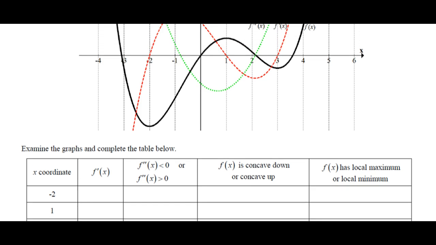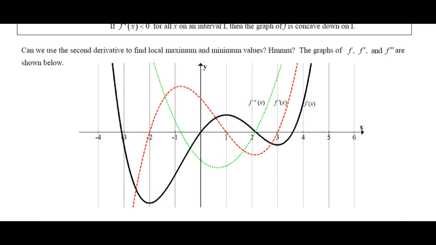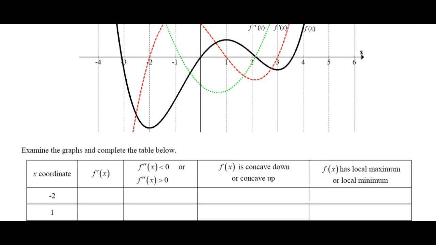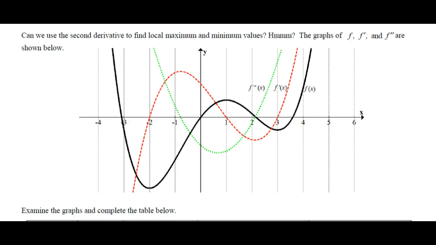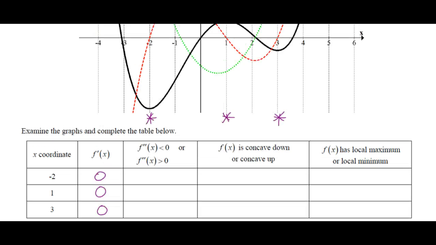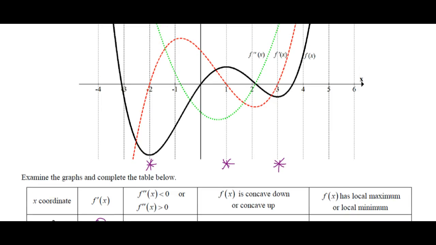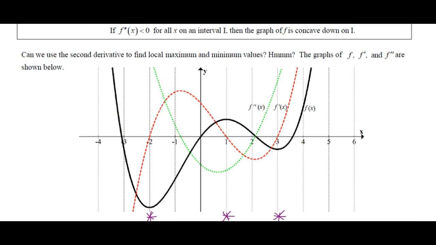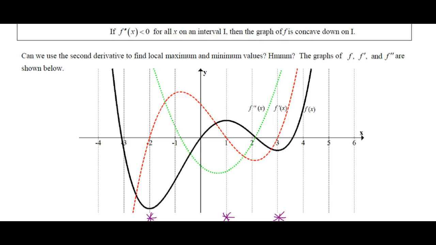We want to know what is it about f prime of x. So what were the x values? -2, 1, and 3. So we're looking here, and here, here, and we're looking for f prime of x, so it's 0, 0, and 0. Now, f double prime of x, is that greater than 0 or less than 0?